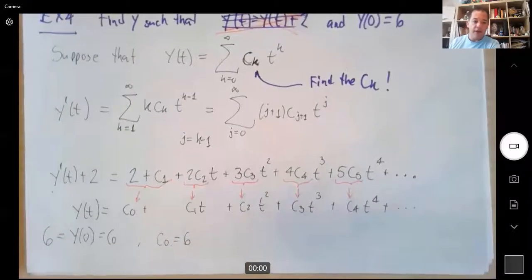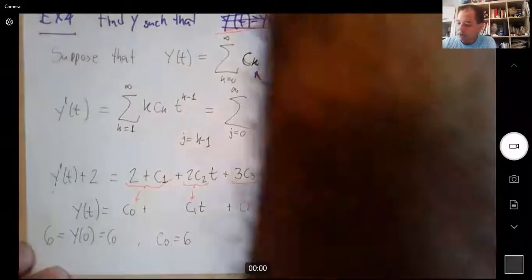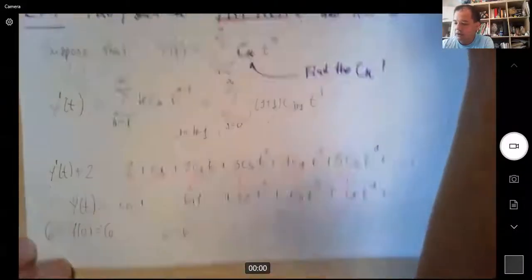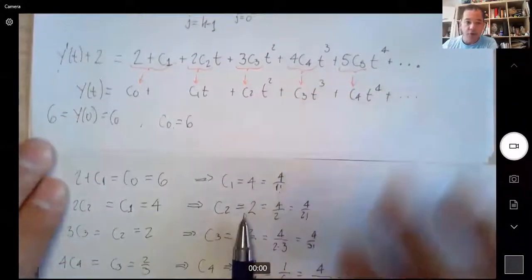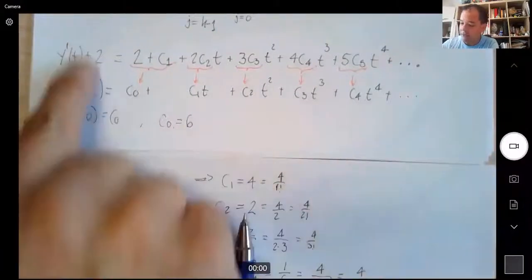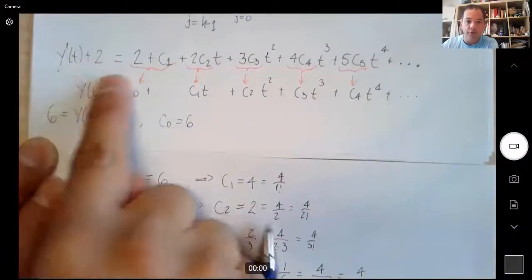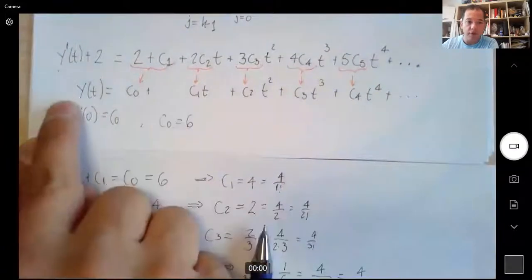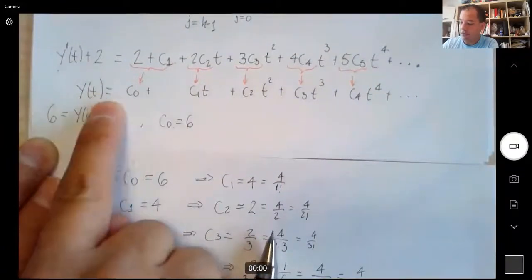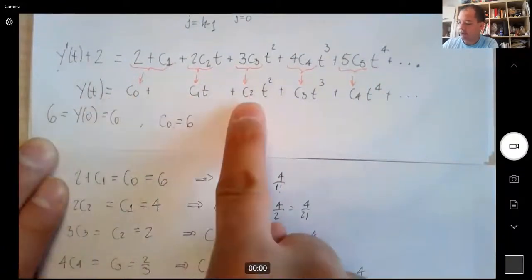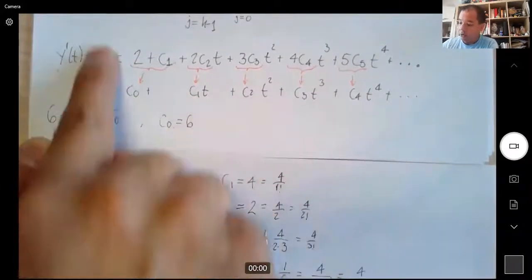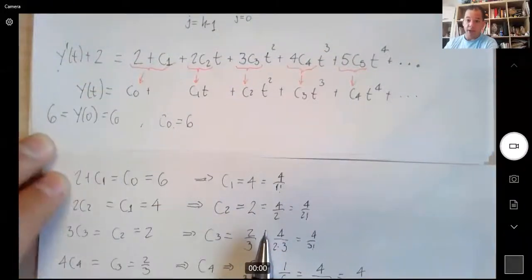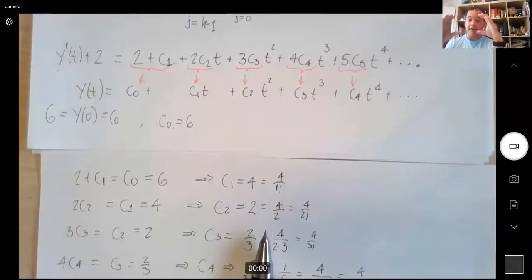Right? And then to figure out the equations that you're asking about, I'm using the condition that these two have to be the same. Y prime plus 2, this one, has to be the same as y. Here are the coefficients for y: c0, c1t, c2t squared, c3t cubed, c4t to the 4th. So when two Taylor series are the same, the only way two Taylor series are the same is if every coefficient is the same.